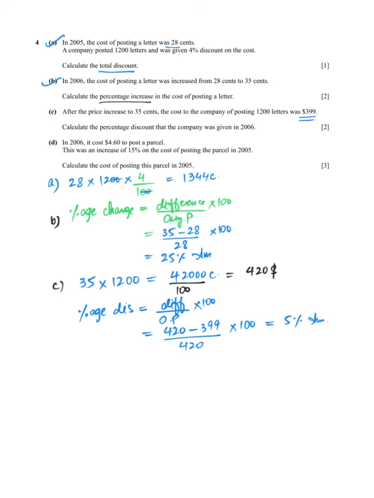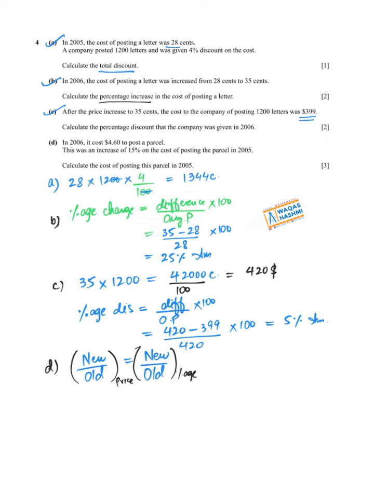That means the discount percentage was 5, was given in the third part. And for part D, it says that in 2006 it cost $4.60 to post a parcel. That was an increase of 15% on the cost of posting the parcel in 2005. Calculate the cost of posting. It's very simple. All you need to do is apply the working formula: new divided by old is equal to new divided by old. On the right side we are going to place the value of percentage, and on the left side we are going to place the value of price.